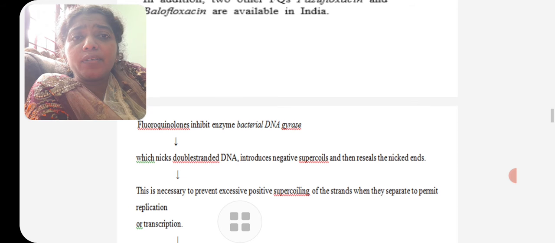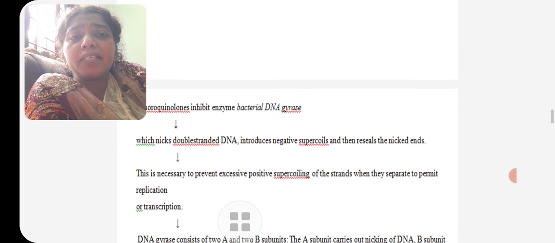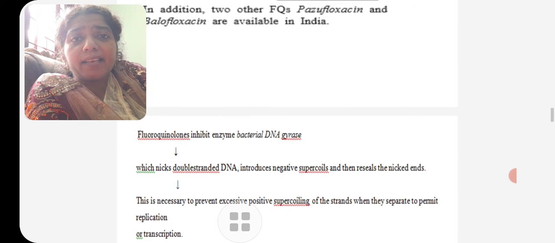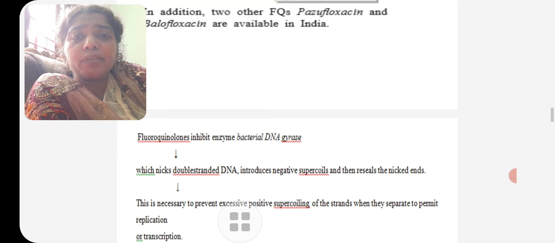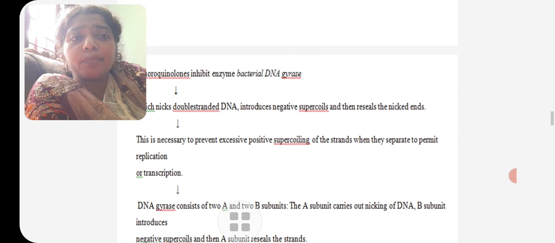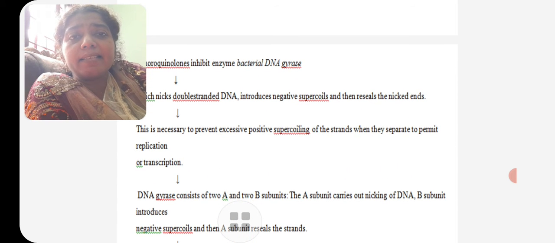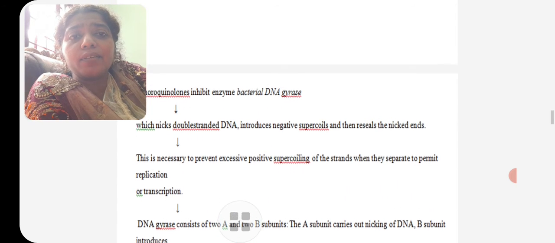How do fluoroquinolones act? Fluoroquinolones act by inhibiting bacterial DNA gyrase. What's the role of DNA gyrase? The DNA gyrase nicks the double-stranded DNA, introduces negative supercoils and then reseals the nicks. Hope you're clear. What's the role of DNA gyrase?